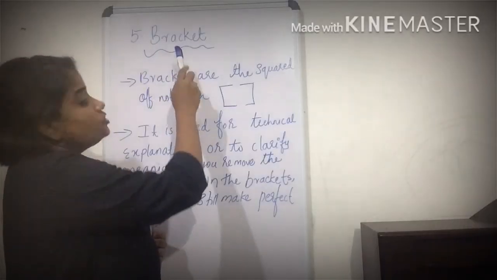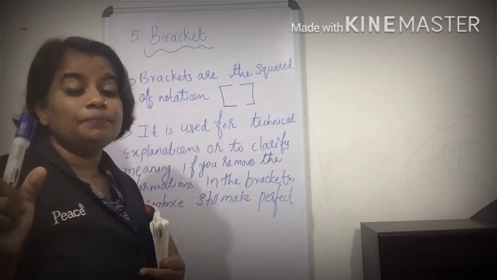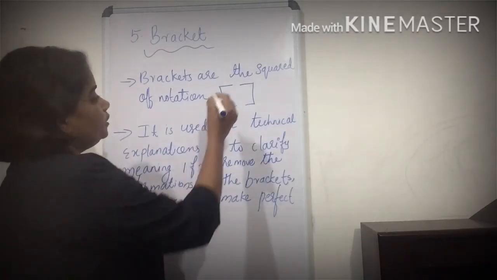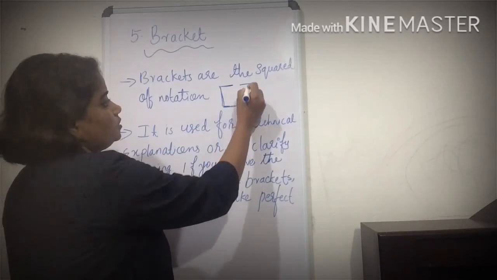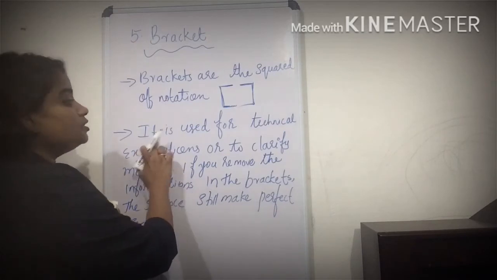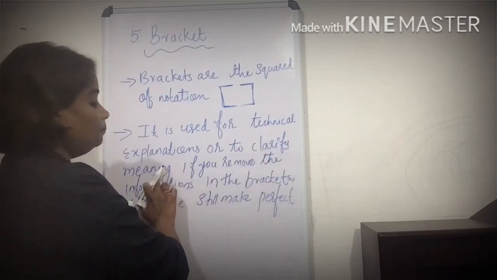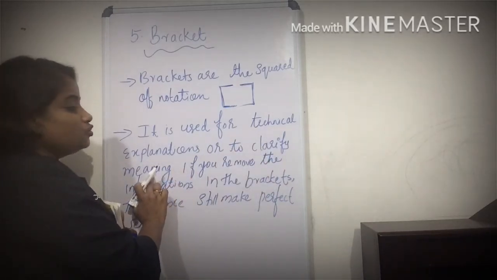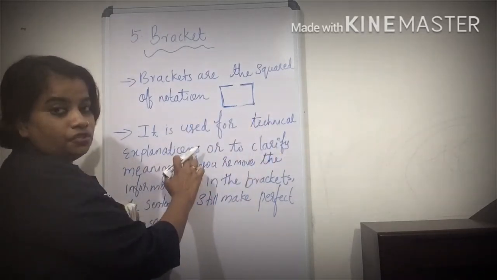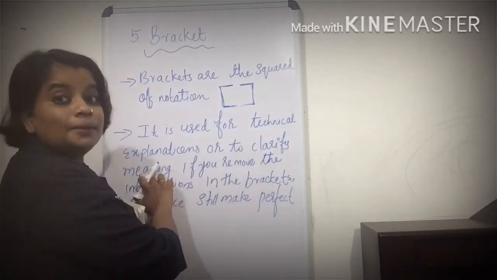Fifth one is brackets. Brackets are the square notation. Notation means the symbol or the series which we are using. In the case of brackets, this is the symbol we mainly use for technical explanations or to clarify meaning. Exactly. So most probably we use brackets for technical explanation, if you want to give any further explanation or to clarify the meaning.